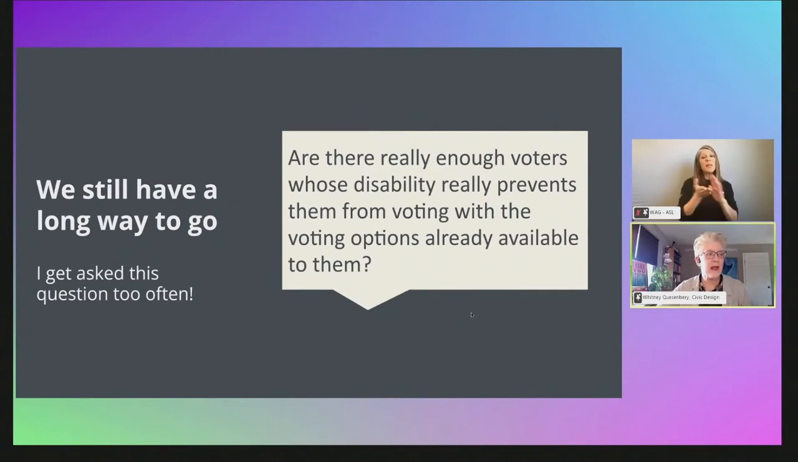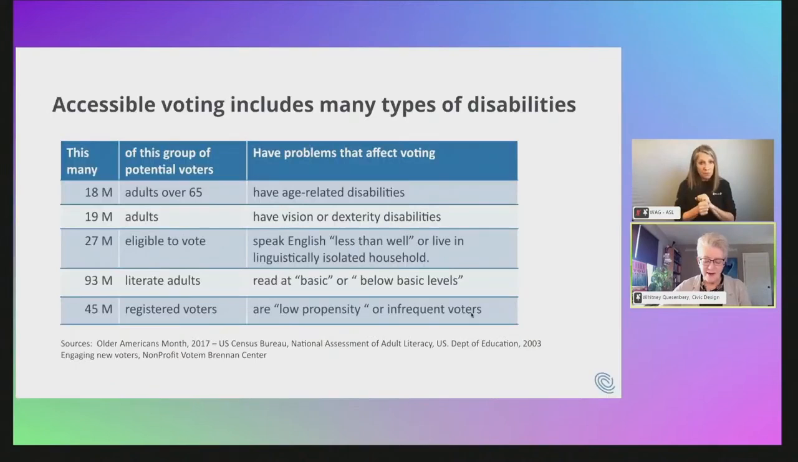Let's just look at some of the data about who gets included when we think about accessible voting, because you probably quote things like some 20% of people in the United States have some form of disability. But 18 million adults over 65 have age-related disabilities that might not be counted in that. There are 19 million adults who have vision or dexterity disabilities, which affect their ability to handle or mark a ballot.